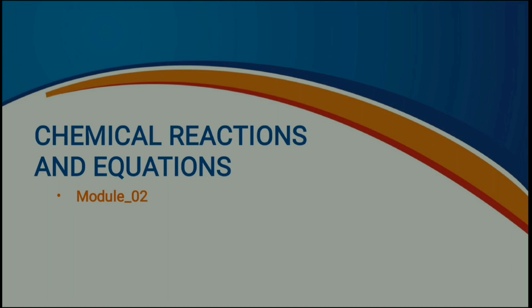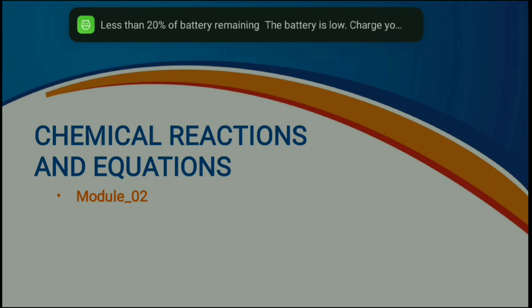Okay, today we are going to continue our chapter 1 of class 10th standard. Which chapter are we continuing? That is chemical reactions and equations. Previously in the class we have discussed the meaning of chemical reaction, some activities, and what we mean by chemical reactions.